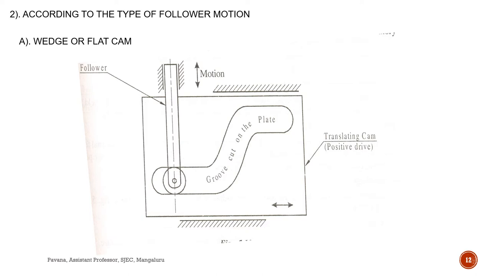Okay, attaching a follower that rides in the groove gives the follower motion. So whatever the follower resides here, that will give the motion. So this type of cam, we call that as wedge or flat cam. So this follower moves through this groove.